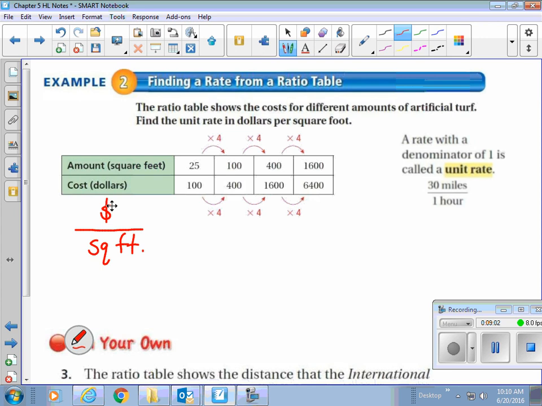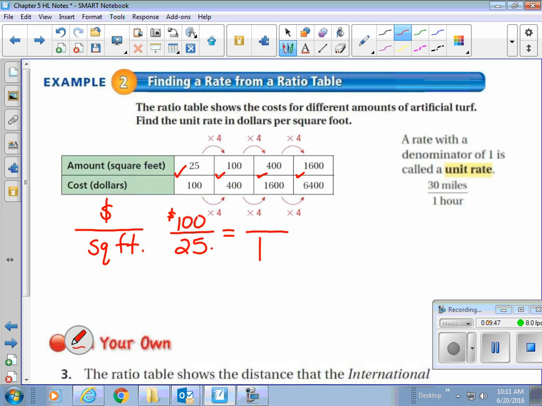And if we take any of those examples from your chart, we know that we have $100 for 25 square feet. That would be here. Or you could pay $400 for 100 square feet, or $1,600 for 400 square feet, or $6,400 for 1,600 square feet. So if we want to find the unit rate, remember we want to have a 1 as our denominator. We can start off with any of the different examples from the table. If I do my cost of $100 for 25 square feet, and I want to know the unit rate, I want this bottom number, this square footage, to be a 1.